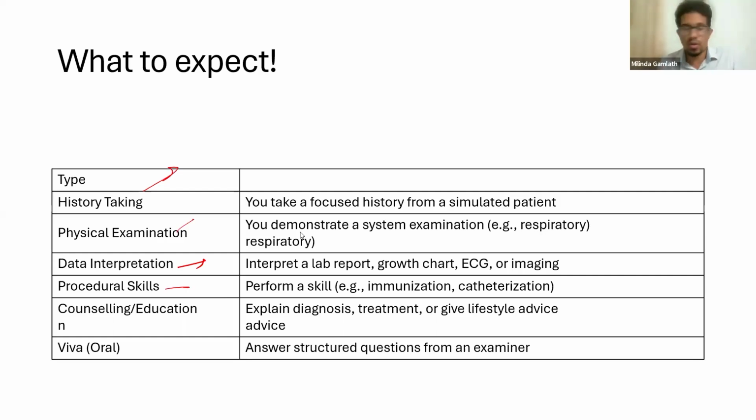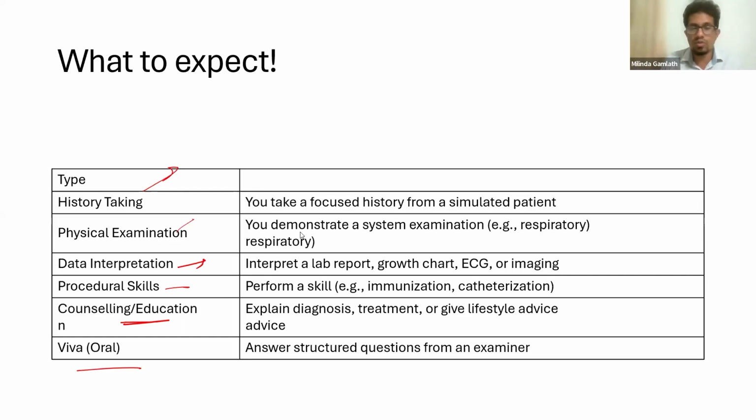How you insert a speculum, or how you do certain procedures, how you do a vaginal examination, how you do abdominal examination, stuff like that. And then there will be counseling and education stations, where you have to interact either with an actual patient or with an actor, a role player, where you have to counsel that person. So that might also be there.